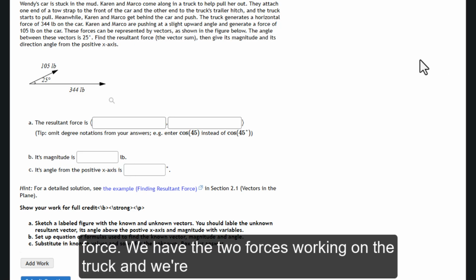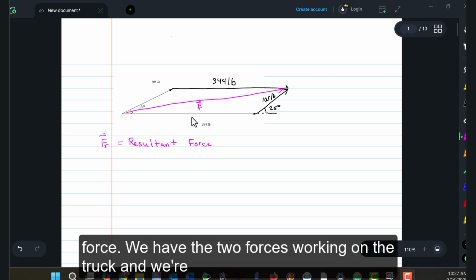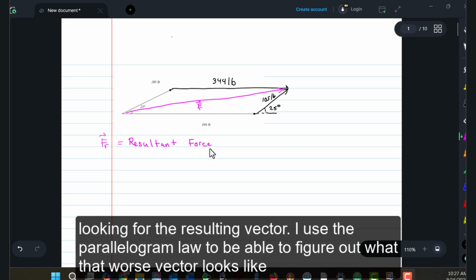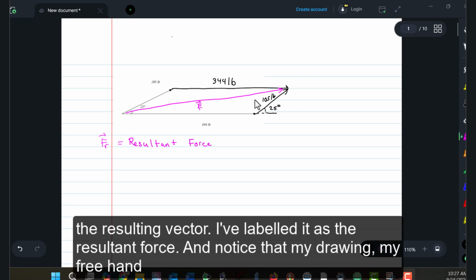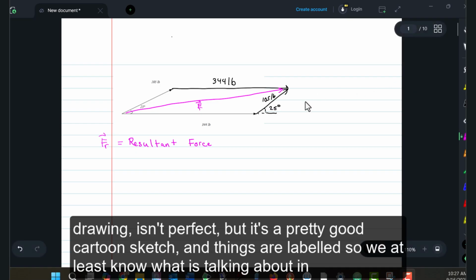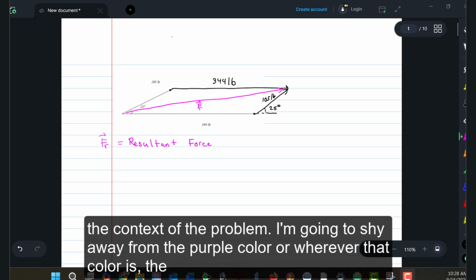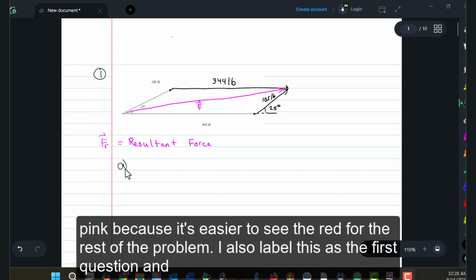We have the two forces working on the truck, and we're looking for the resulting vector. I use the parallelogram law to figure out what that force vector looks like, the resulting vector. I've labeled it as the resultant force. And notice that my freehand drawing isn't perfect, but it's a pretty good cartoon sketch and things are labeled so we at least know what it's talking about in the context of the problem. I'm going to shy away from the pink color, because it's easier to see the red for the rest of the problem.